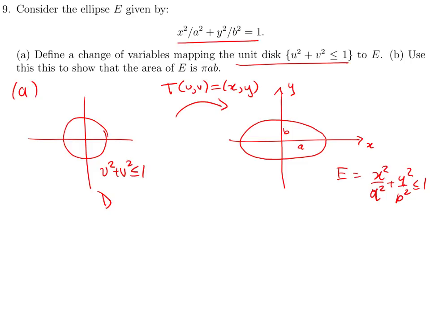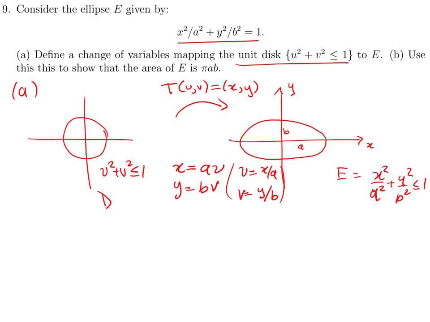So if we take x equal to AU and y equal to BV, then indeed the image of this set of points, u squared plus v squared less than or equal to 1, because u is equal to x over a, v is equal to y over b, corresponds exactly to the set x squared over a squared plus y squared over b squared equal to 1.